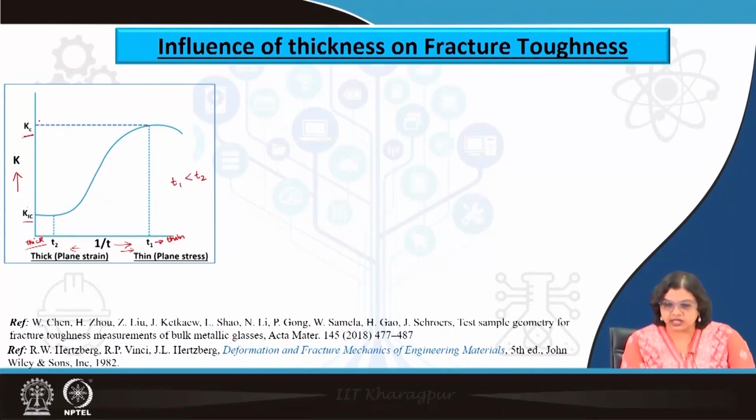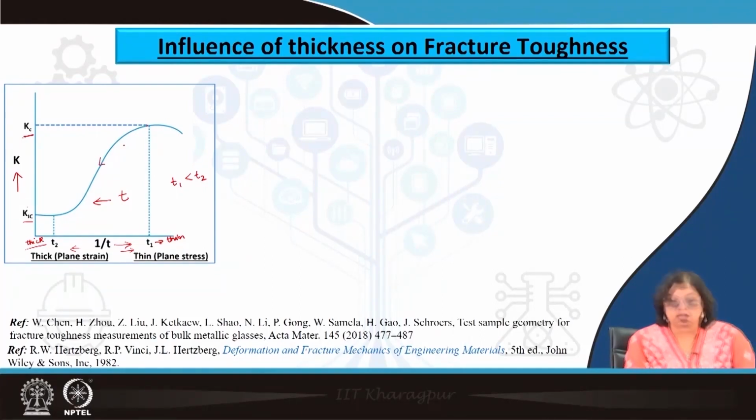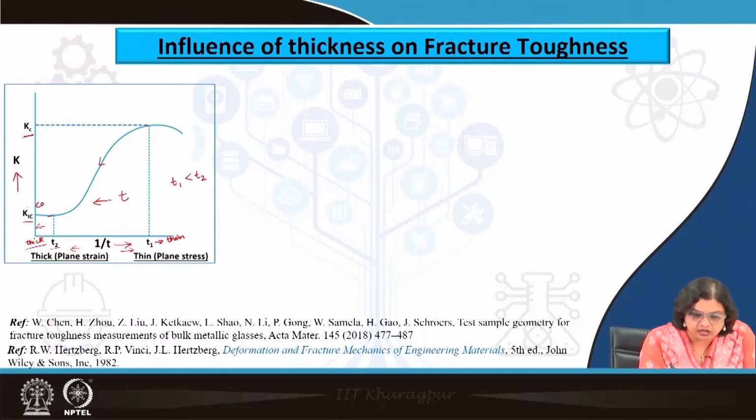So, what we are seeing here is that Kc is continuously decreasing as we are increasing the thickness. T increases along this direction, right. As we are increasing the thickness, K is decreasing. But most importantly, after it reaches a certain value of T2, even if we increase the T value further, there is no change in the K1C value. It achieves a constant value, and not only that, it achieves a lower bound value.